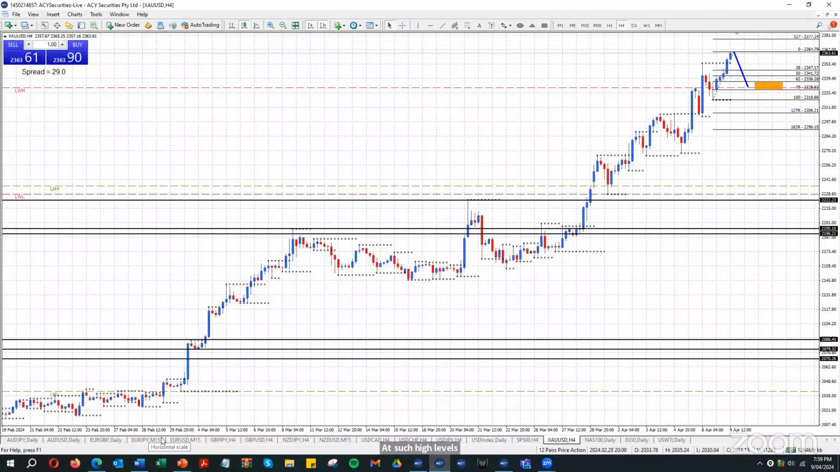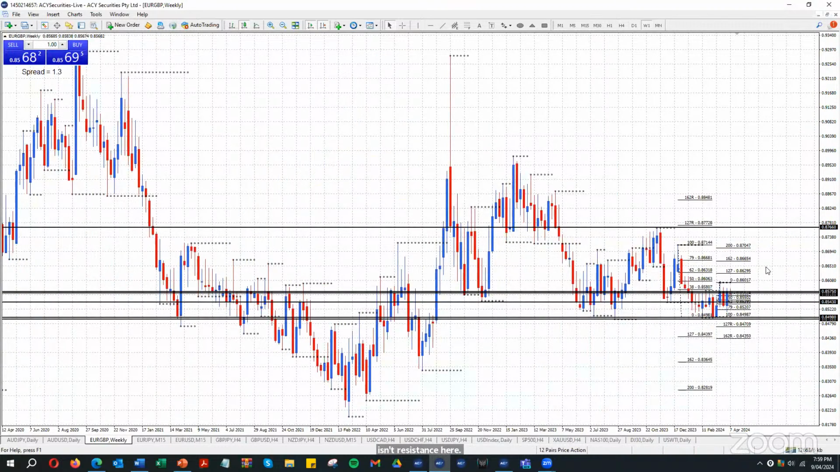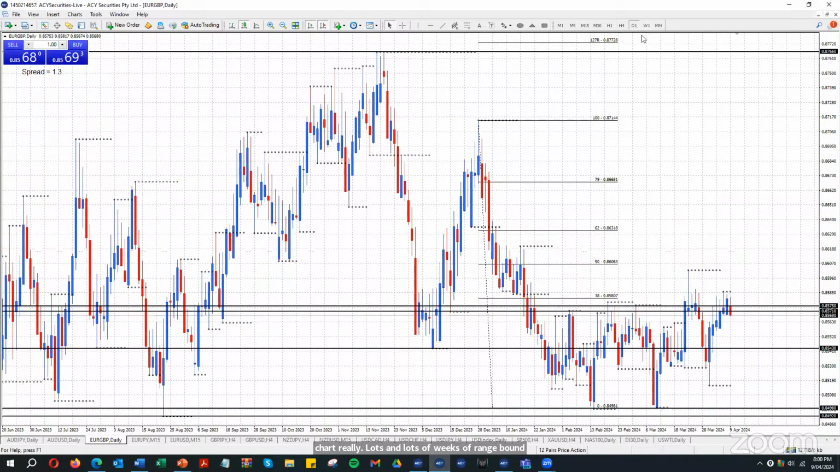Ty, you want me to look at the euro pound? I skipped that one because it's not doing much, but the euro pound, it is at resistance here. The weekly trend here, it's kind of put in a bit of a higher bottom just there last week. But it's smack bang at this weekly high over here to the left. And you can see it's terrible price action on the weekly chart, really. Lots and lots of weeks of range-bound sideways price action. I say at the moment, it looks like it can't hold above 85.75. So we're only 7 pips away from there.